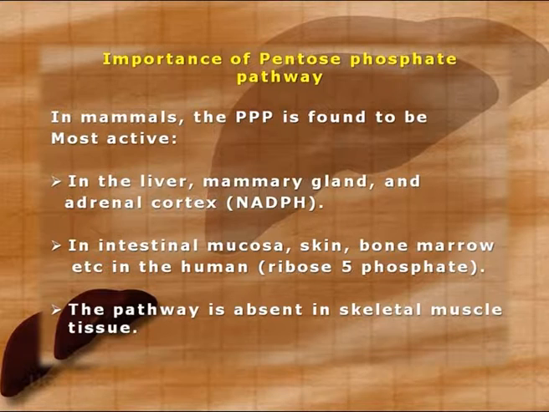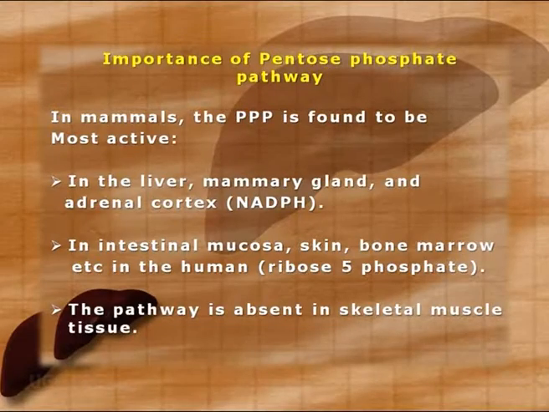The pathway is also active in intestinal mucosa, skin, bone marrow, where the rate of cell division is very high and new cells are generated very quickly. And for the generation of new cells, ribose 5-phosphate is required since it provides the precursor molecules for nucleotide biosynthesis. This pathway is absent in skeletal muscle tissue.